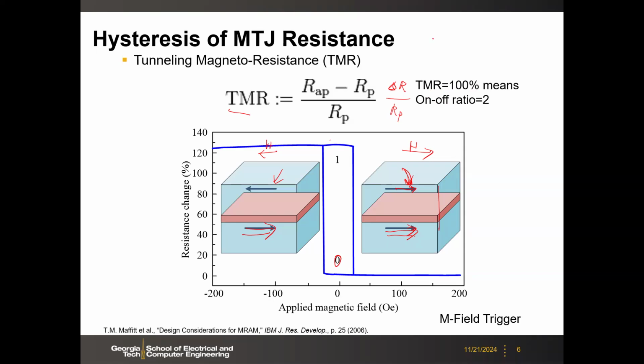Why is that? If the resistance RAP is 2 kilo ohm and RP is 1 kilo ohm, then the TMR will be delta of 1 kilo divided by 1 kilo, then it's 100%. But the on-off ratio is RAP divided by RP, which is 2 divided by 1, so it's 2. So 100% means 2 in terms of on-off ratio. Typically, the MTJ's on-off ratio is small. It's around 100% in most cases.